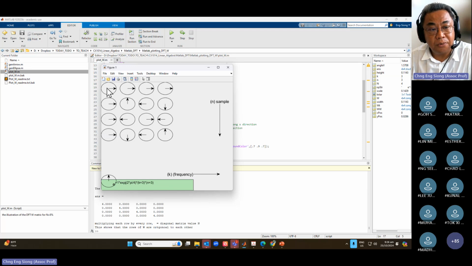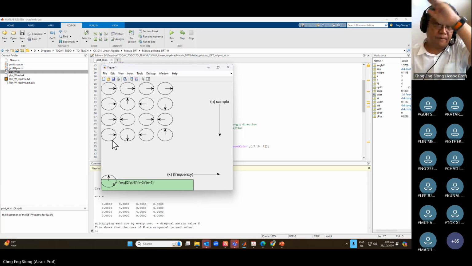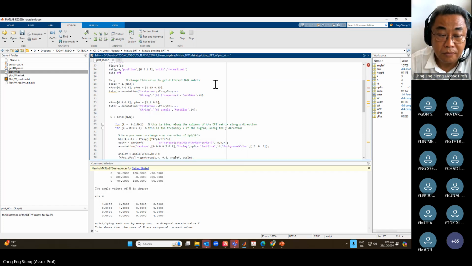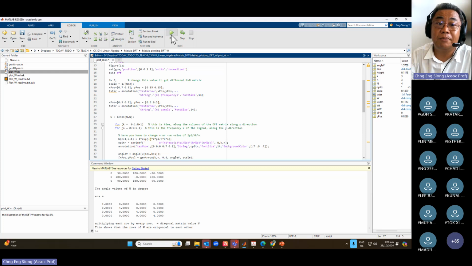Here, n is going from 0, 1, 2, 3. Here, column is going from k equals 0, 1, 2, 3. I am plotting the complex phasor as magnitude and phase. Here, k equals to 1. Here, k equals to 2. Here, k equals to 3. Now at n equals to 4, it's very, very hard to observe what's happening here. So I'm going to make this now n equals to 8. Okay? So now I'm drawing an 8 by 8 matrix.